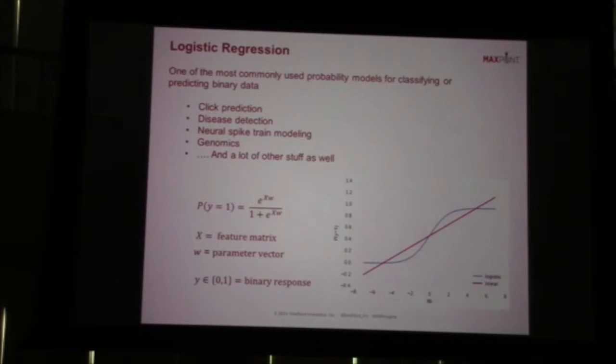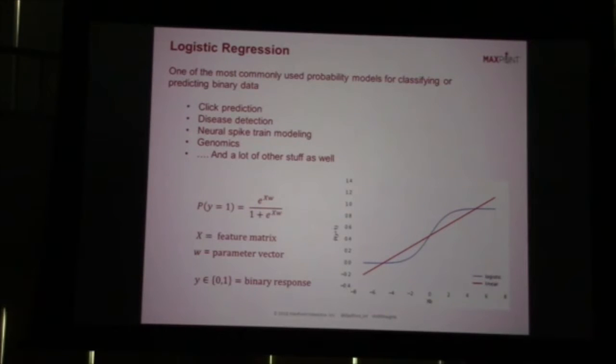Very briefly, why wouldn't you use linear regression for binary data? Well, linear regression is y equals x times w. If x is your feature matrix, linear would be y equals x times w, your parameters, and the red line is a linear regression, or sort of one. And you can see the problem with it is if you're trying to predict probabilities, linear regression shoots off to plus or minus infinity. So that's no good. You need a probability between 0 and 1.